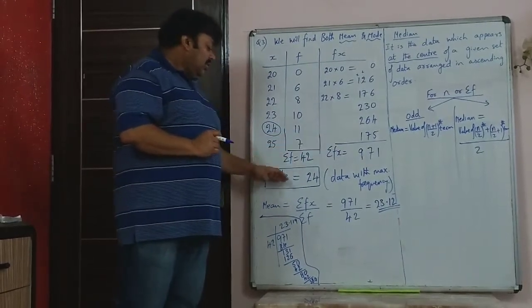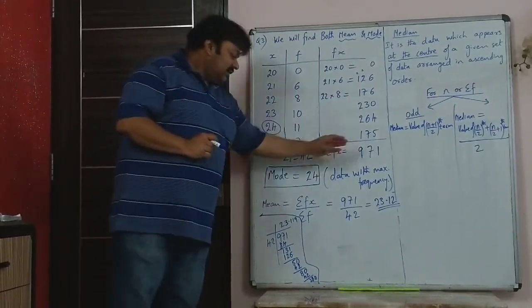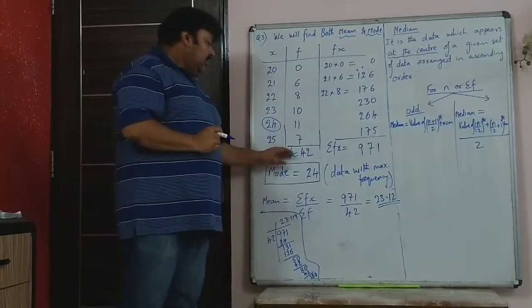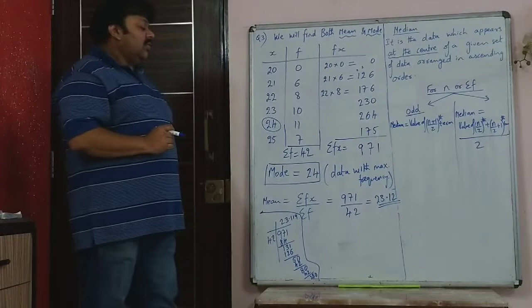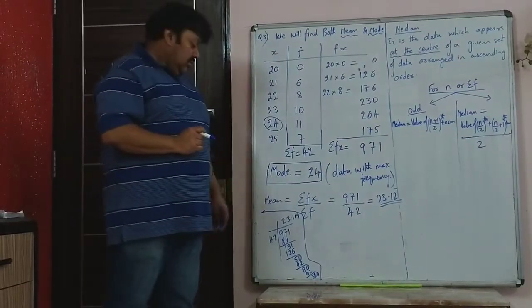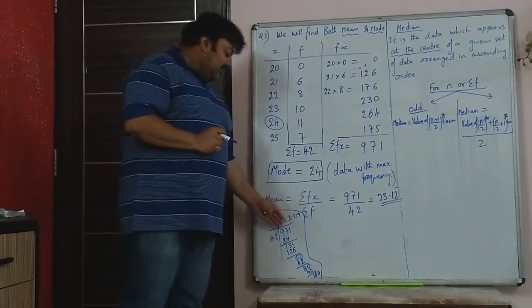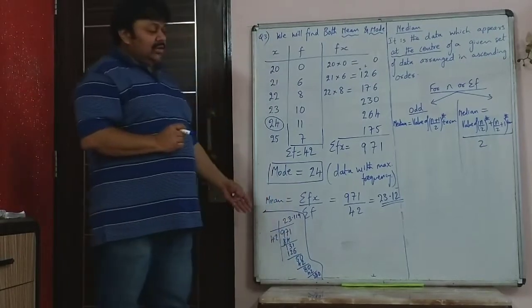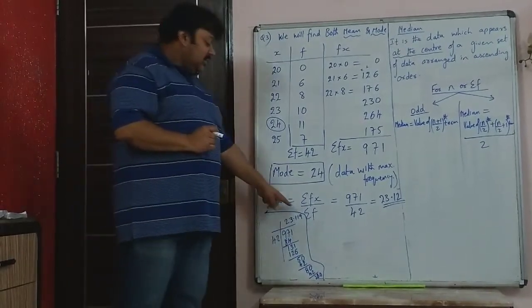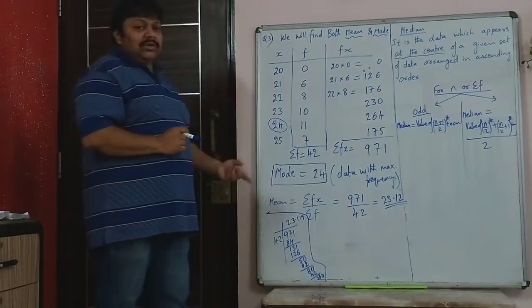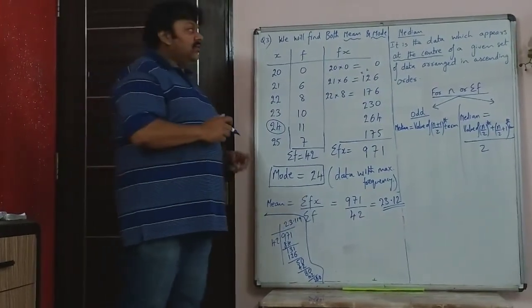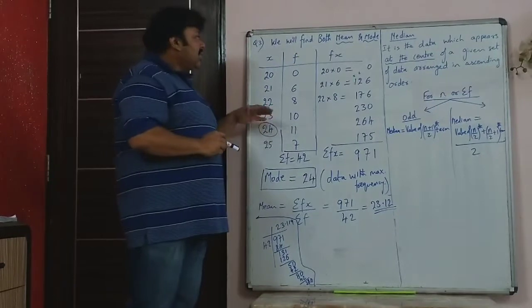So what is your mean? Sigma fx 971 upon sigma f, that is 42. So your mean is 23.12. It is actually 23.119. I have done the calculation here. But because the third decimal is greater than 5, you will make the second decimal place as 2 instead of 1. So this was the third sum.